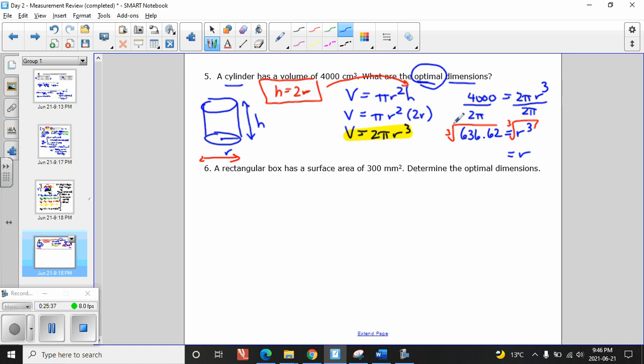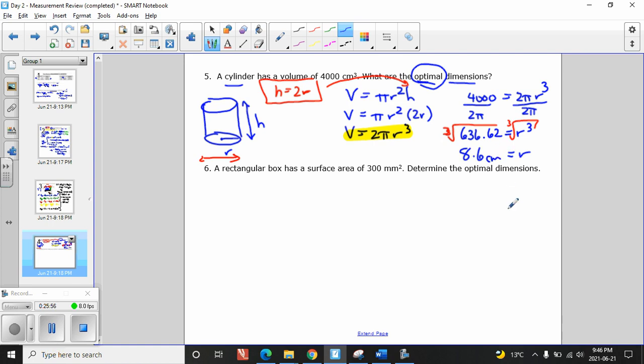With my calculator, I've got a cubed root button that has a little 3 sitting in the front of it. And when I do cubed root of 636.62, the answer I see is 8.6. And this was in centimeters.